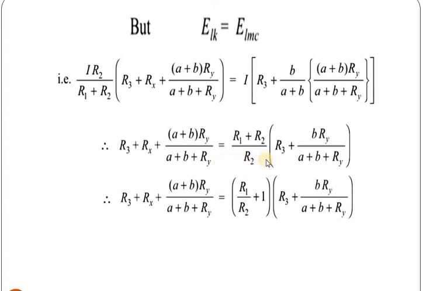Now from this, take the R2. Here you have to take the R2 term, and now divide with R2, so we got R1 by R2 plus 1. Okay, you have to understand that.